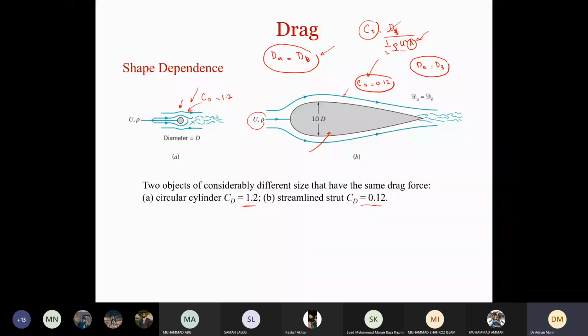Sometimes when we are performing similarity analysis and we are analyzing two different turbines or compressors, or any structure, and we want to have the same drag force on both of them, then we make use of these principles, where we can equate dA with dB or CD for both of them and adjust the areas and lengths to make the drag force the same throughout. Okay, so this is just an example of that.